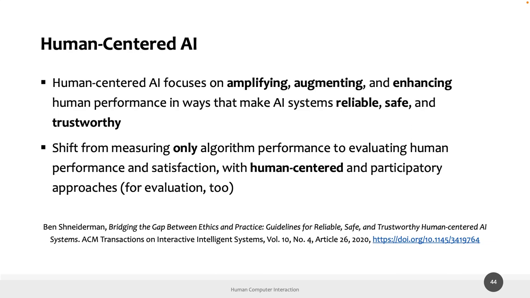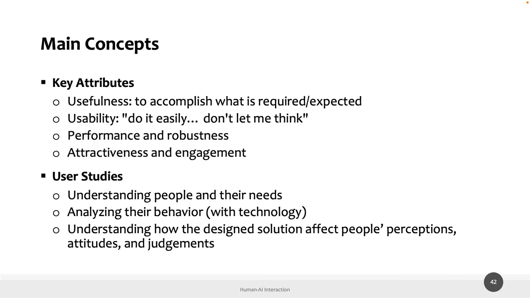But it doesn't stop here. It's not just augmenting people, like we have said in the panel, but it goes further, in a way that makes the AI system reliable, safe, and trustworthy. We spoke about the role of understandability last time in the second panel. Trustworthiness is surely linked to that concept. But also reliability and safety, which, if you think about this list of concepts, is not here. It speaks about robustness, performance, but reliability is not something that appears here.